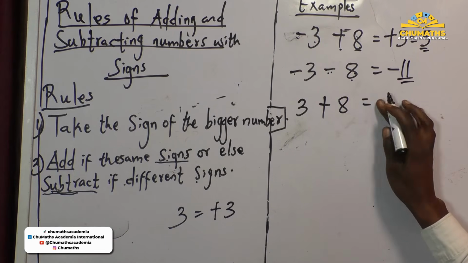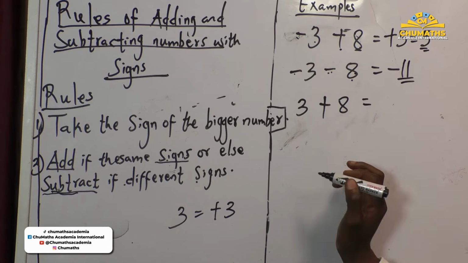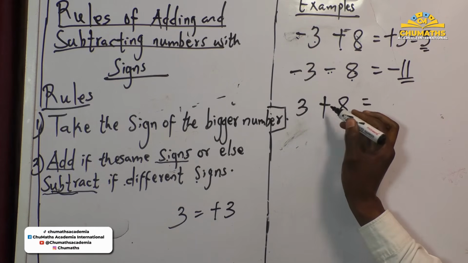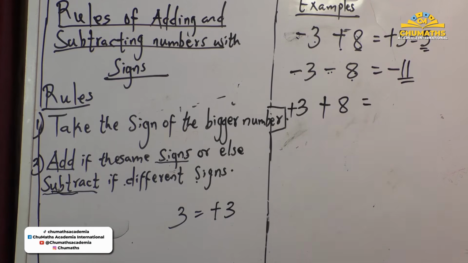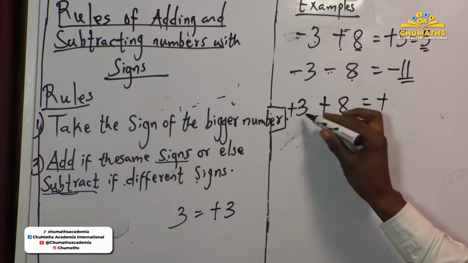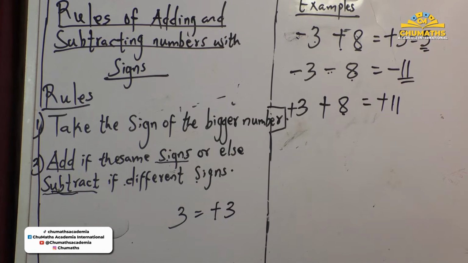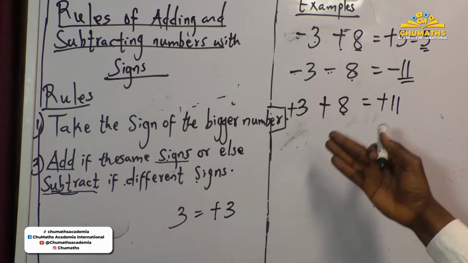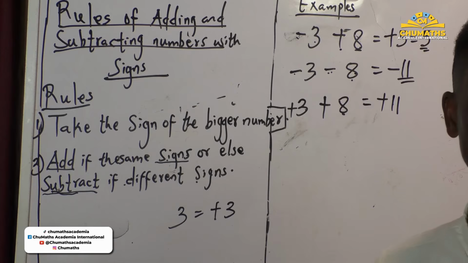Then coming here, take the sign of the bigger number. I hope you know that 3 plus 8 also means plus 3 and plus 8. So the bigger number is 8 and the sign is plus. And you add if the same sign, that will be plus 11. So you can see that if you follow these two simple rules, you can solve any question, no matter how complex it is.